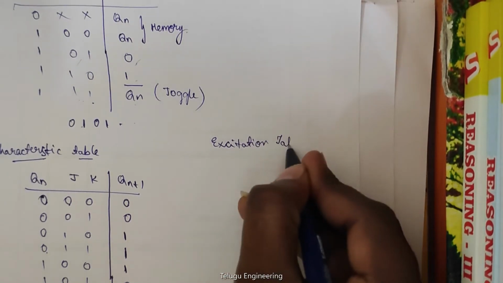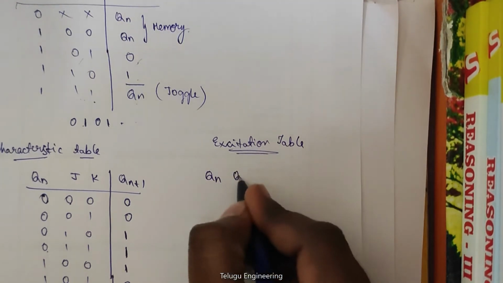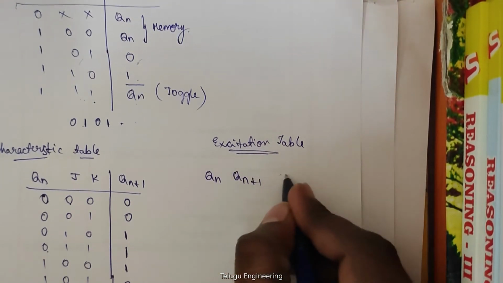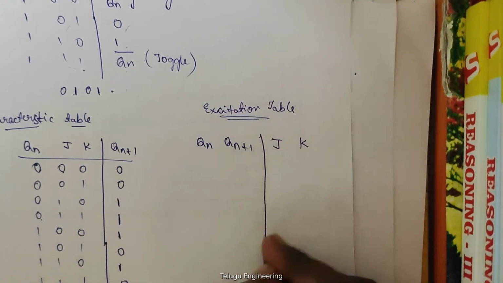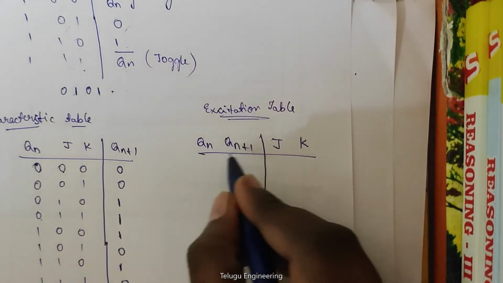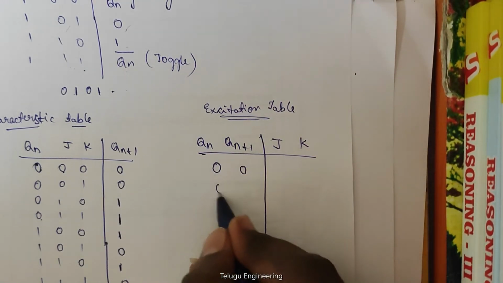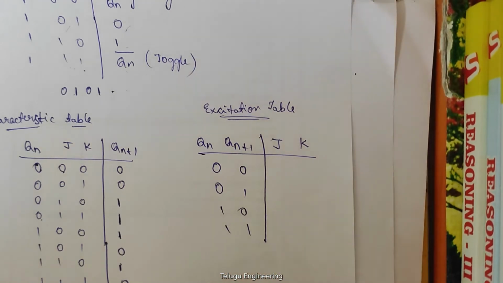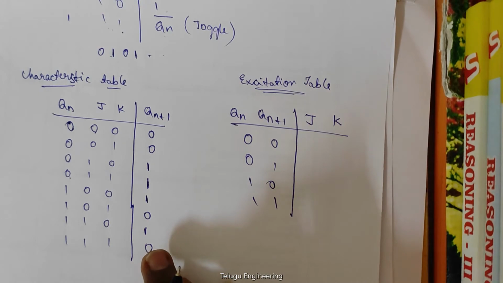So in the excitation table, the inputs will be considered as the previous state, that is Qn, and the next state Qn plus 1. We'll be finding the outputs J and K. Two inputs we are considering, so there will be 4 different types: 0 0, 0 1, 1 0, 1 1. We'll be learning the J and K values with respect to the characteristic table.